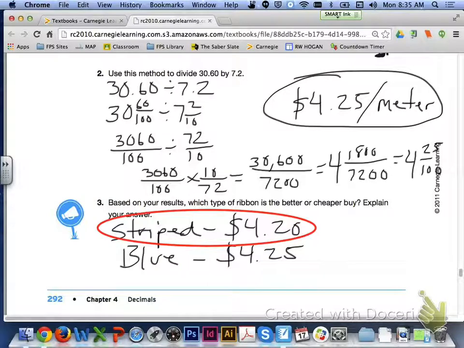So based off of both answers, you can see that the striped ribbon is going to be the better buy because it is going to cost less money per meter, $4.20 compared to the $4.25.